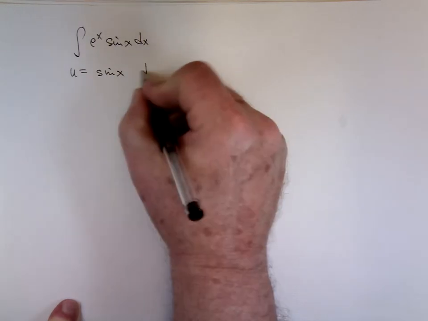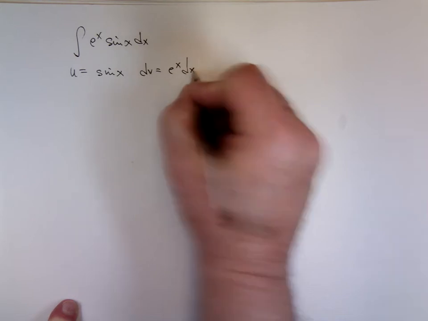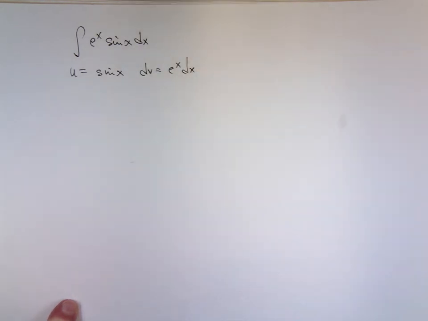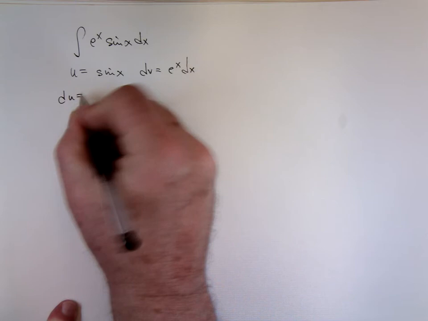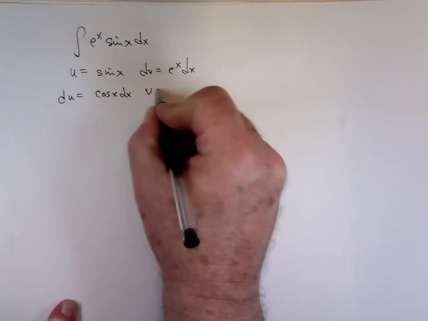The dv is e to the x dx. Du, the derivative of sine, is cosine x dx. V, the integral of e to the x dx, is e to the x.